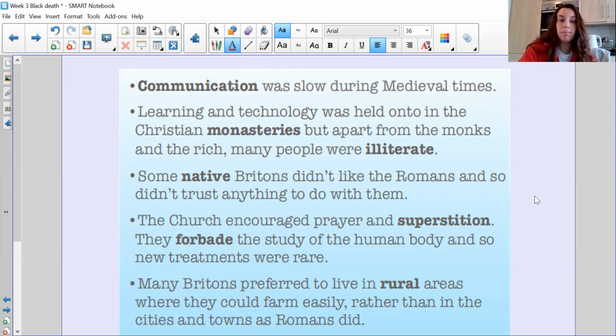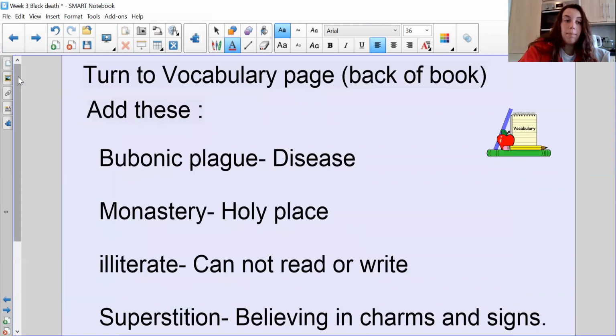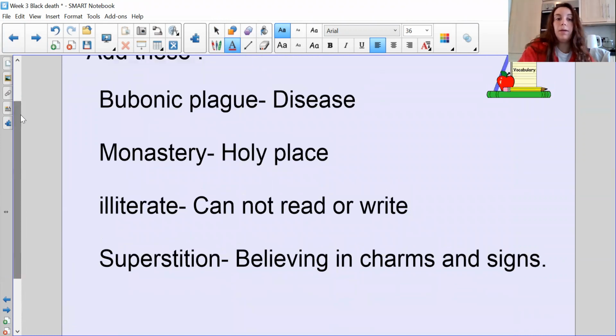So here's some vocabulary for us to learn. Bubonic plague was a disease. Monasteries are holy places. Illiterate is when you cannot read or write, and superstitions are believing in charms and signs.